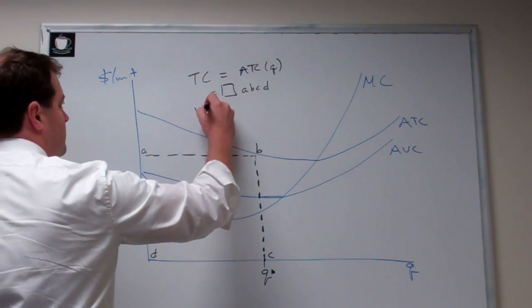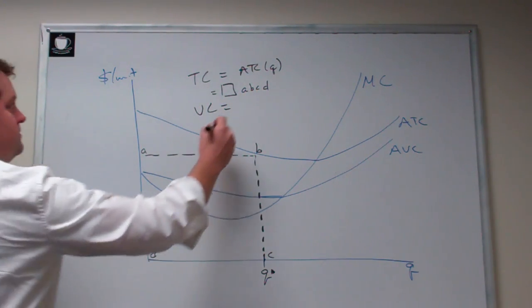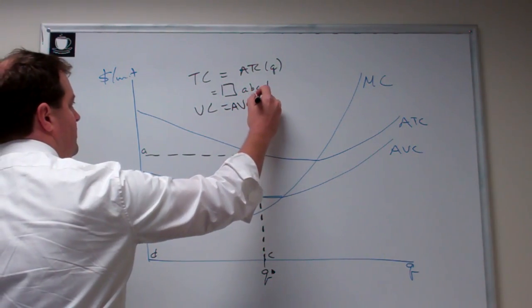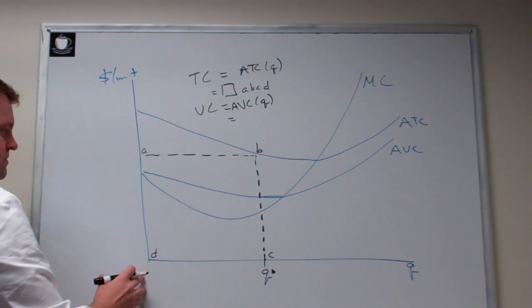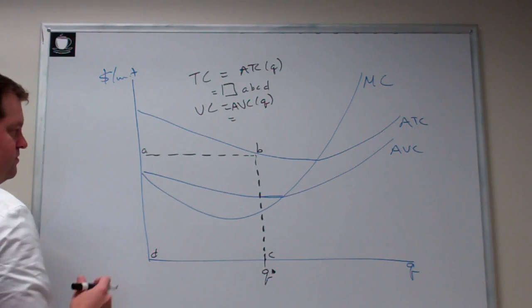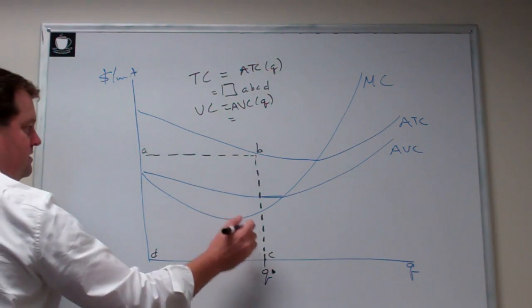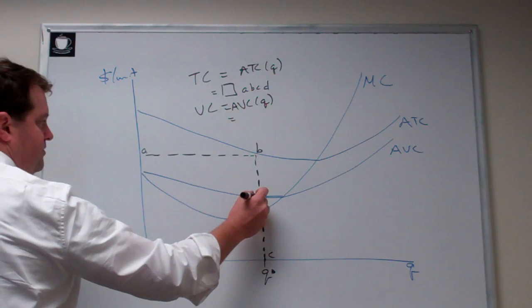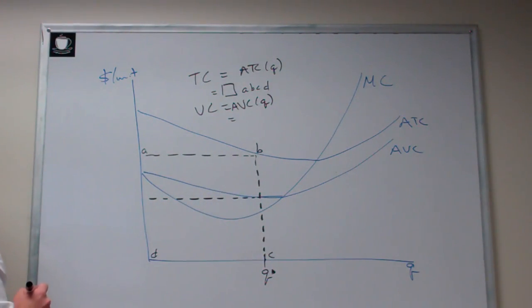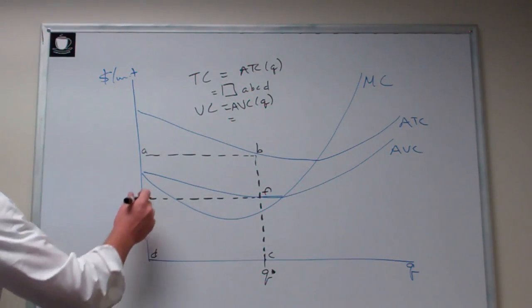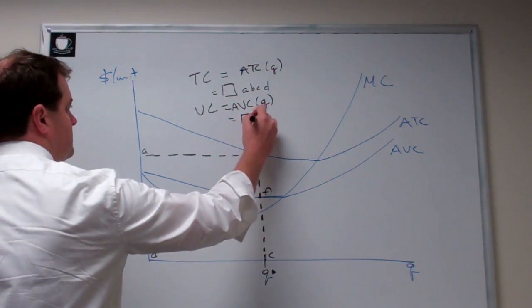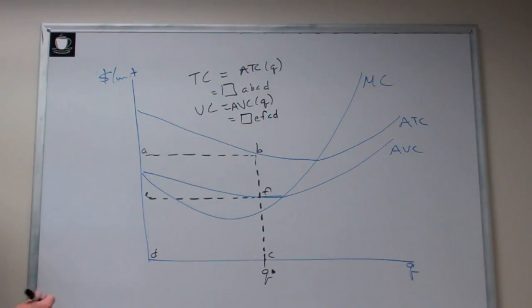Okay, so I can do the same thing with variable cost. Variable cost I know is average variable cost multiplied by output, and I'm going to just do the same thing here. I've got the horizontal distance from D to C, that equals my output level, and then I draw a vertical line up to the average variable cost curve, and I'm going to label these points E and F. So EFCD is the variable cost of producing Q star goods.